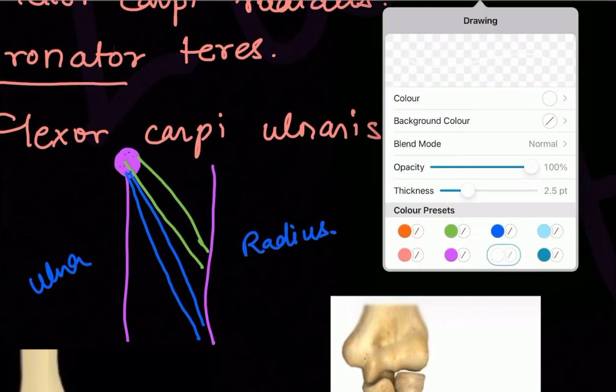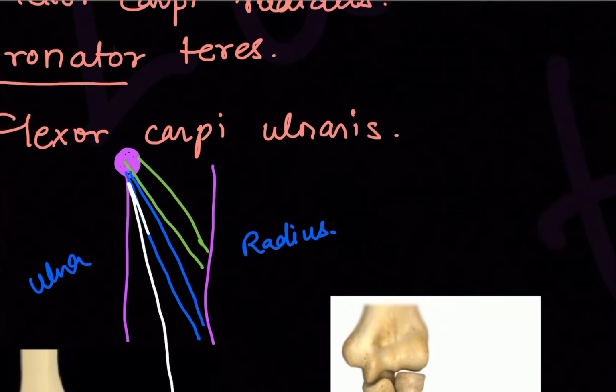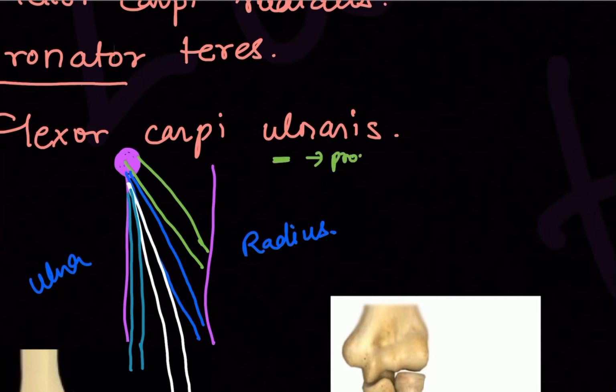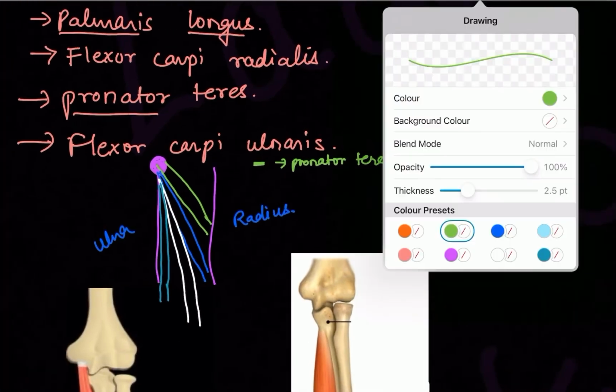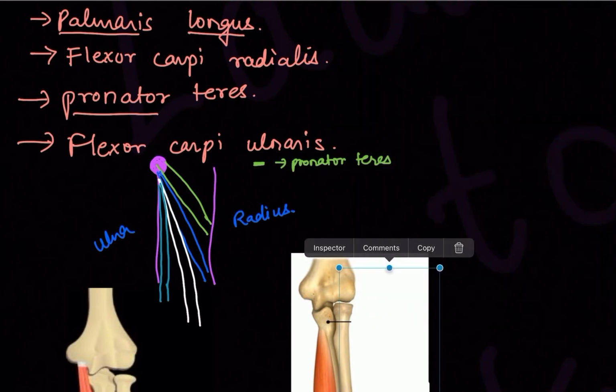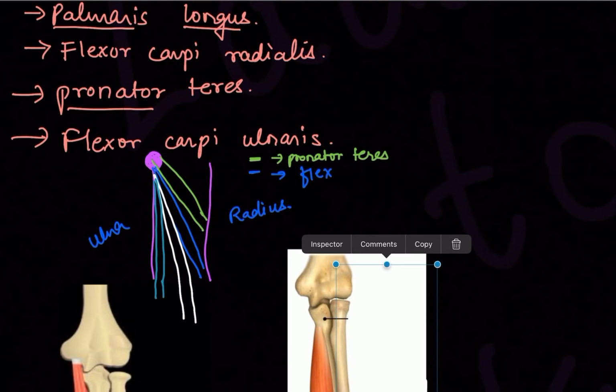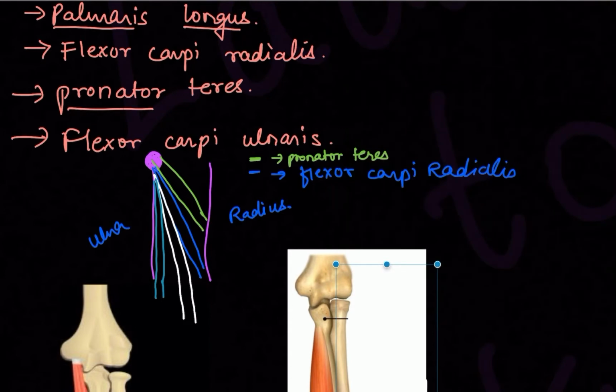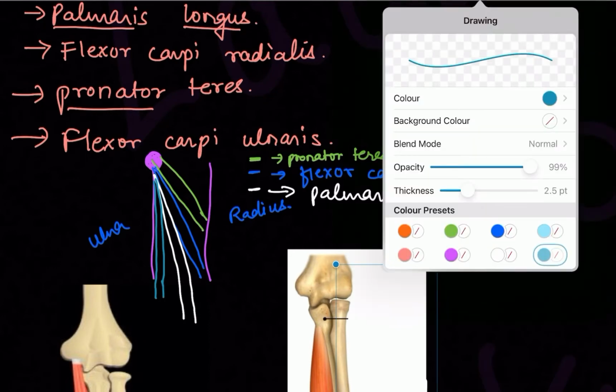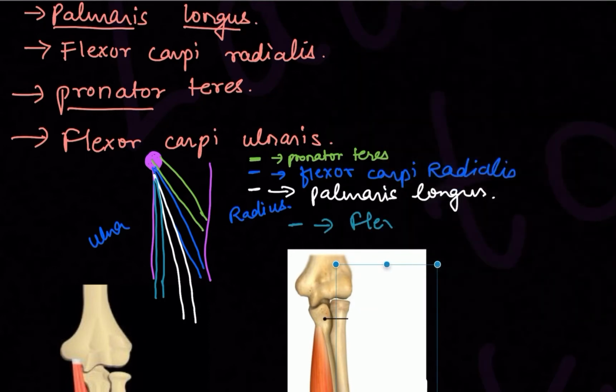Then we have studied palmaris longus. So this palmaris longus will go into your palm. Okay. Then let's draw the flexor carpi ulnaris. Flexor carpi ulnaris will go towards where? It will go towards the ulna. Okay. Understood? So I'm naming them. Green, I'll draw it like this. Green is for pronator teres. Okay. Blue is for flexor carpi radialis. Okay. Then white was for, it was going very far down, right? So it is palmaris longus. Then this color was for flexor carpi ulnaris. Okay, so remember this.